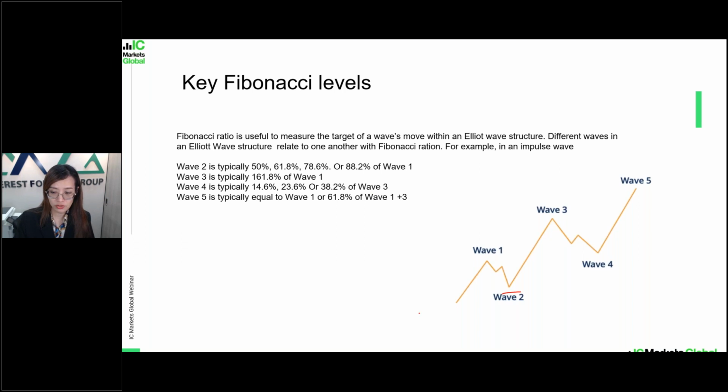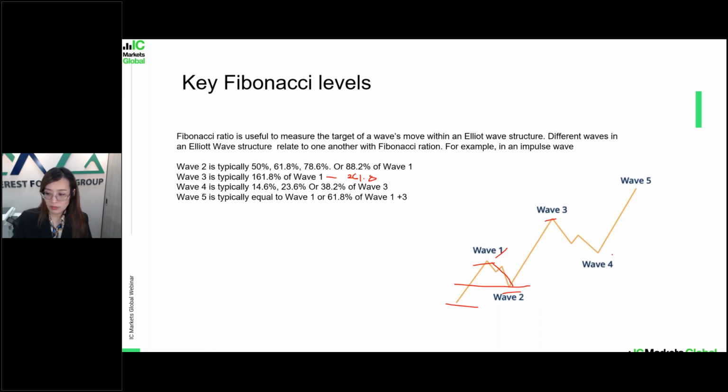So basically, you need to draw Fibonacci retracement. This is the starting point. You draw Fibo and then it has to retrace somewhere between 50% to 88.6% of wave 1, which is this wave 1. What about wave 3? Wave 3 is typically 161.8% of wave 1, or sometimes it could go up to 261.8% of wave 1.